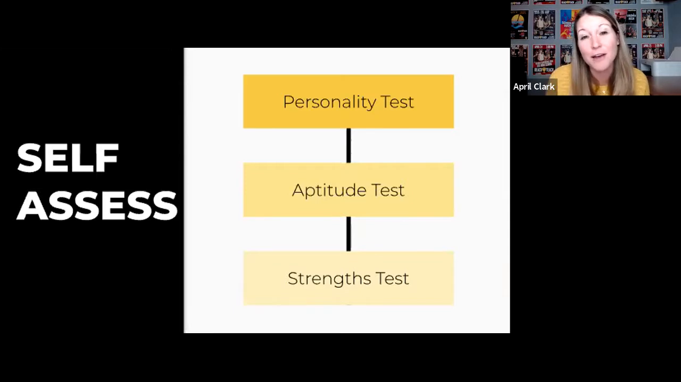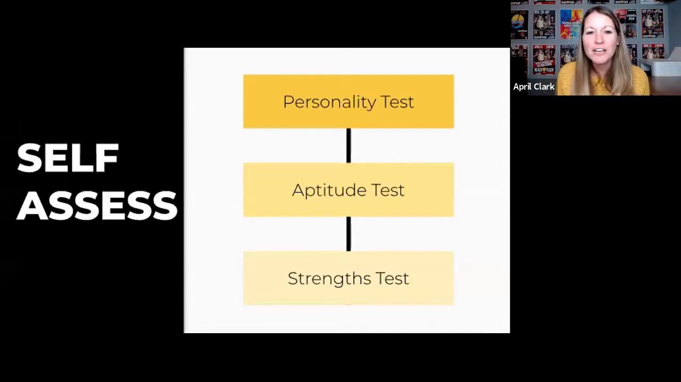Usually, they say around third and fourth grade. Students, young people have already developed certain aptitudes about them. My absolute favorite aptitude test is called U Science, and we'll talk more about that in just a minute. But aptitudes are things that you're just naturally good at, the way you think, the way you make judgments, and things like that. And then lastly, strengths tests.